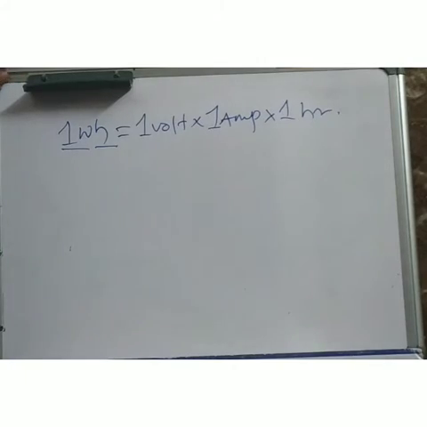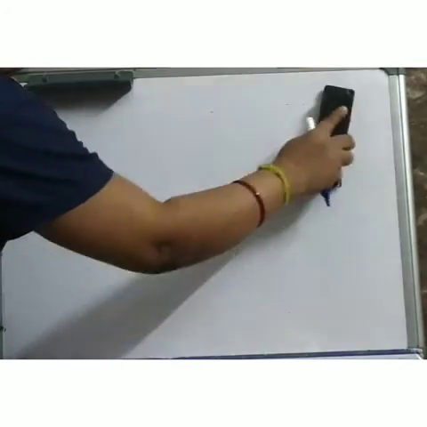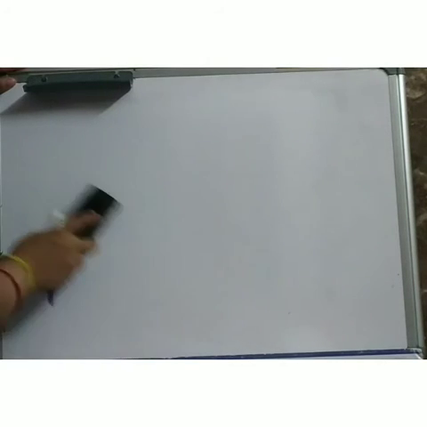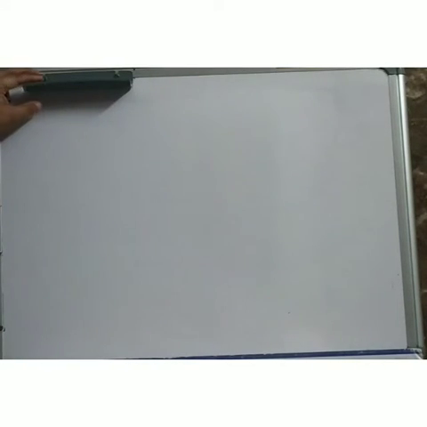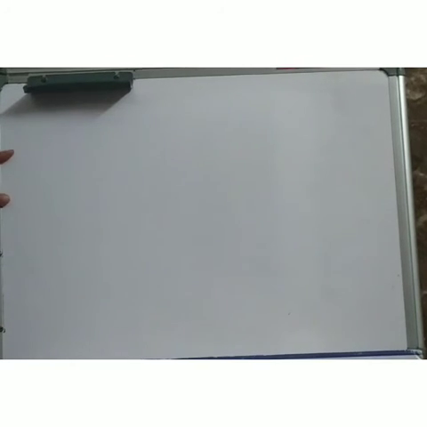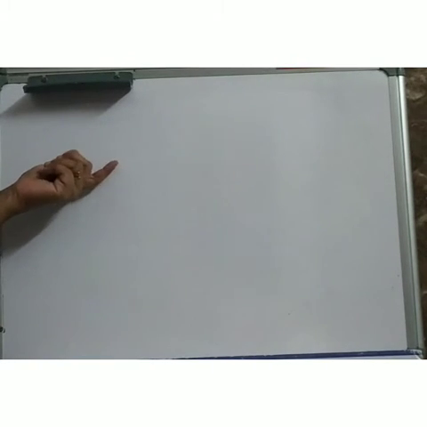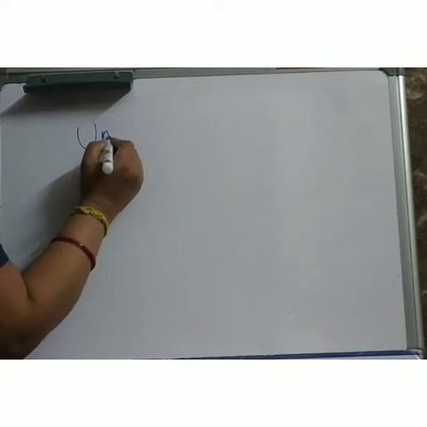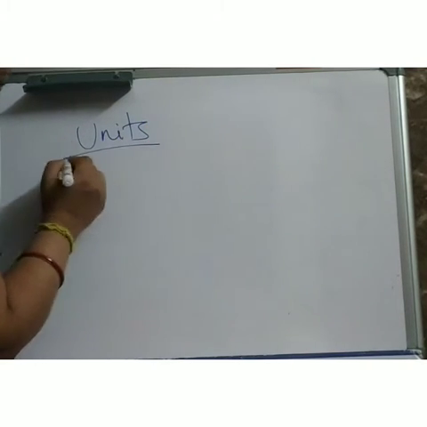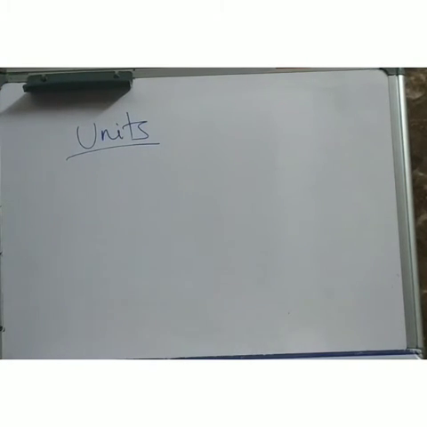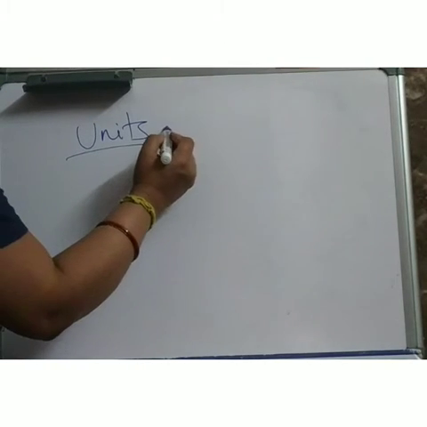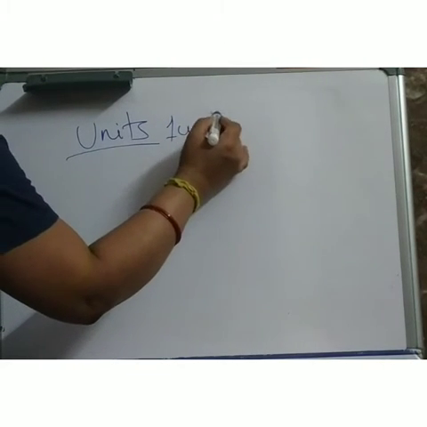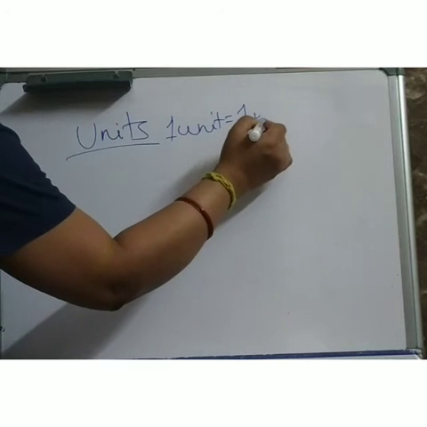And obviously now you know where you will use this unit. In electricity bills, the electrical energy per month is expressed in units. What is this unit? Simply nothing. One unit is 1 kilowatt hour.